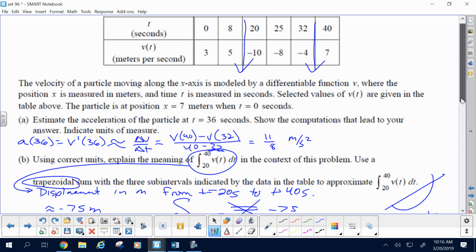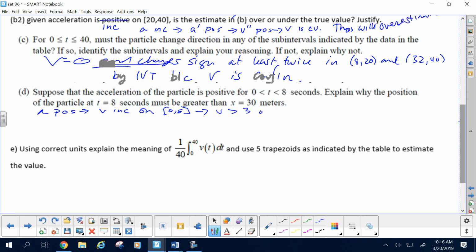So something like this. V is greater than 3 on 0 to 8.